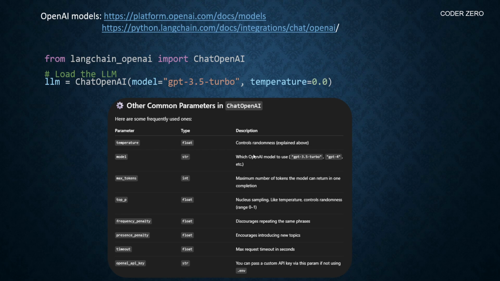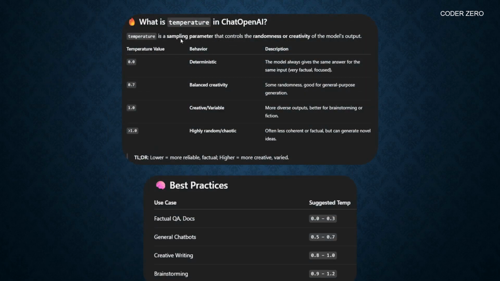Temperature is a sampling parameter that controls the randomness or creativity of the model. If temperature is 0, the model is deterministic. That means the model always gives the same answer for the same input. For 0.7, the behavior is balanced. For 1.0, the behavior is creative, and for greater than 1, the behavior is highly random.